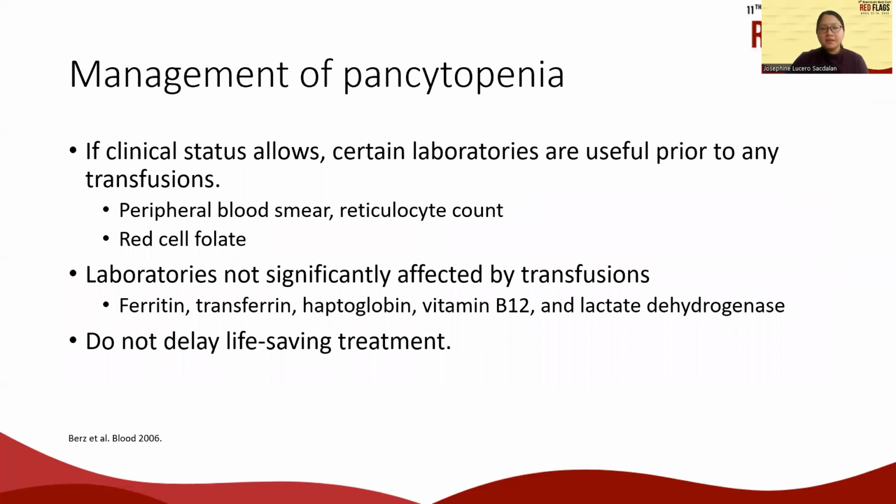Initial management of pancytopenia focuses on stabilizing the clinical situation. Of important note, if the patient is stable, certain laboratories such as a peripheral blood smear and the reticulocyte count, as well as red cell folate, are more informative when taken prior to transfusions. Ferritin, transferrin, haptoglobin, vitamin B12, and LDH are not significantly affected by transfusions, but it's important to never delay life-saving treatment.